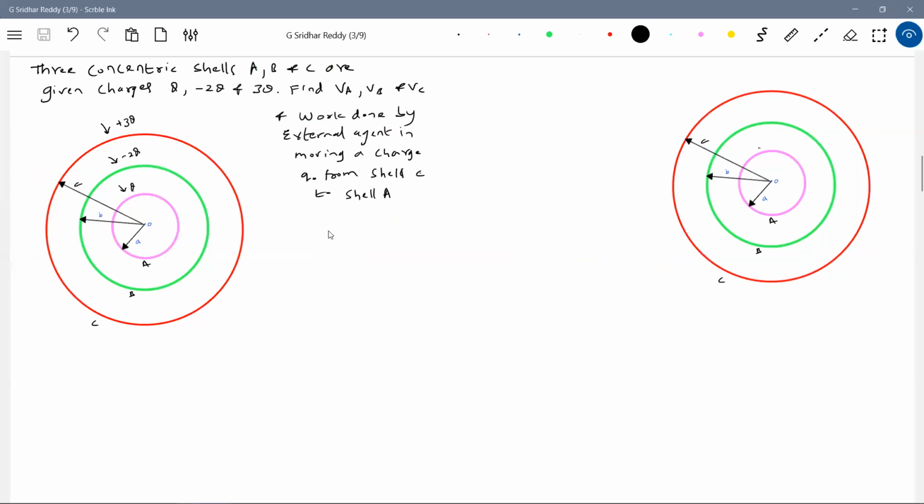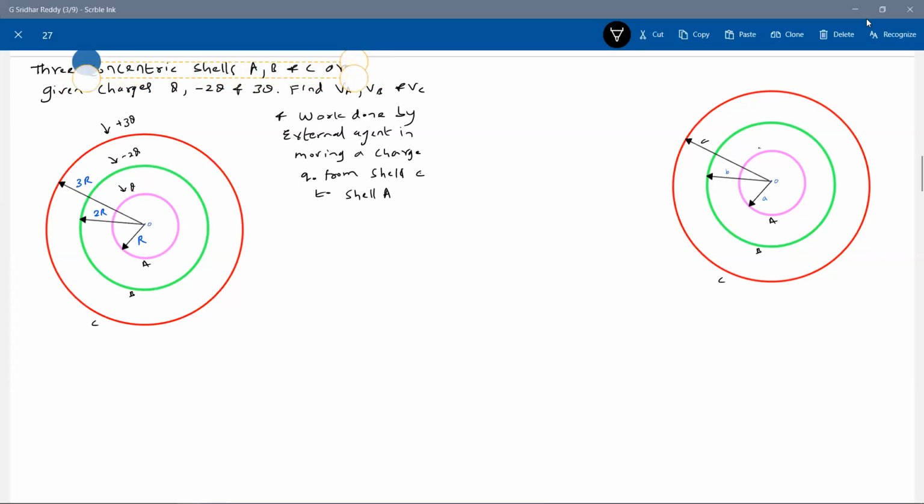I think I'll write radius r, 2r, 3r. Three concentric shells, three thin concentric conducting shells. Read this one. Meanwhile, I'll add that thin conducting.